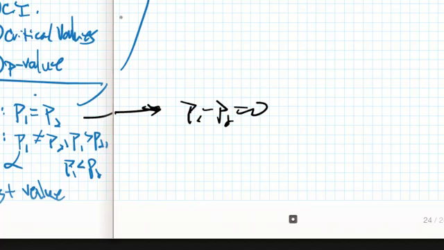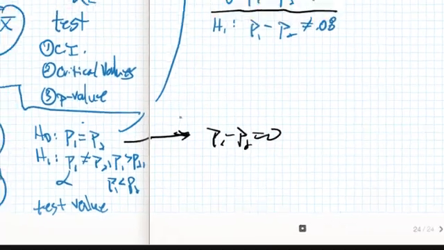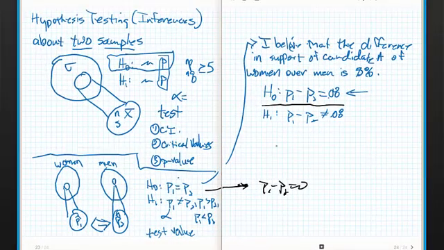Now remember, this only works when we're talking about two samples. Not just one sample, because then we pull a sample out and we say, okay, the mean or the proportion or something equals a value. But now we're talking about the differences between those two samples.